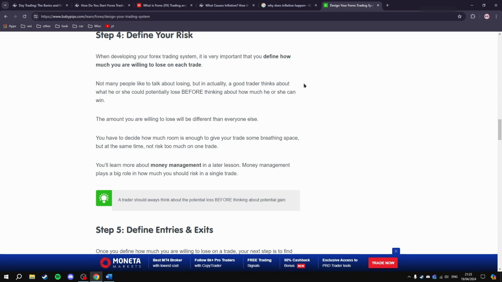You have to decide how much room is enough to give your trade some breathing space, but at the same time not risk too much on one trade. You'll learn more about money management in the latest lesson. Money management plays a big role in how much you should risk in a single trade. A trader should always think about the potential losses before thinking about the potential gain.